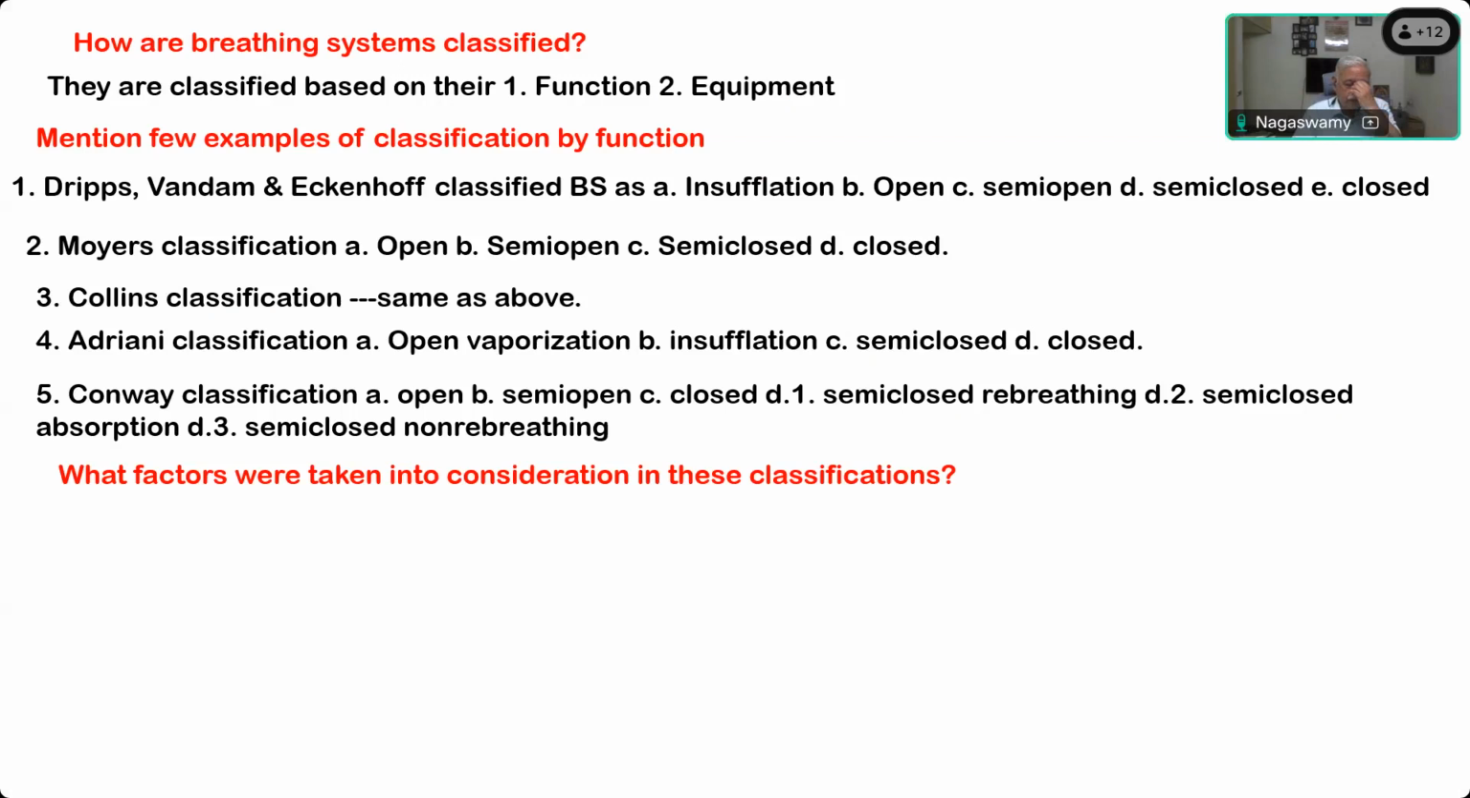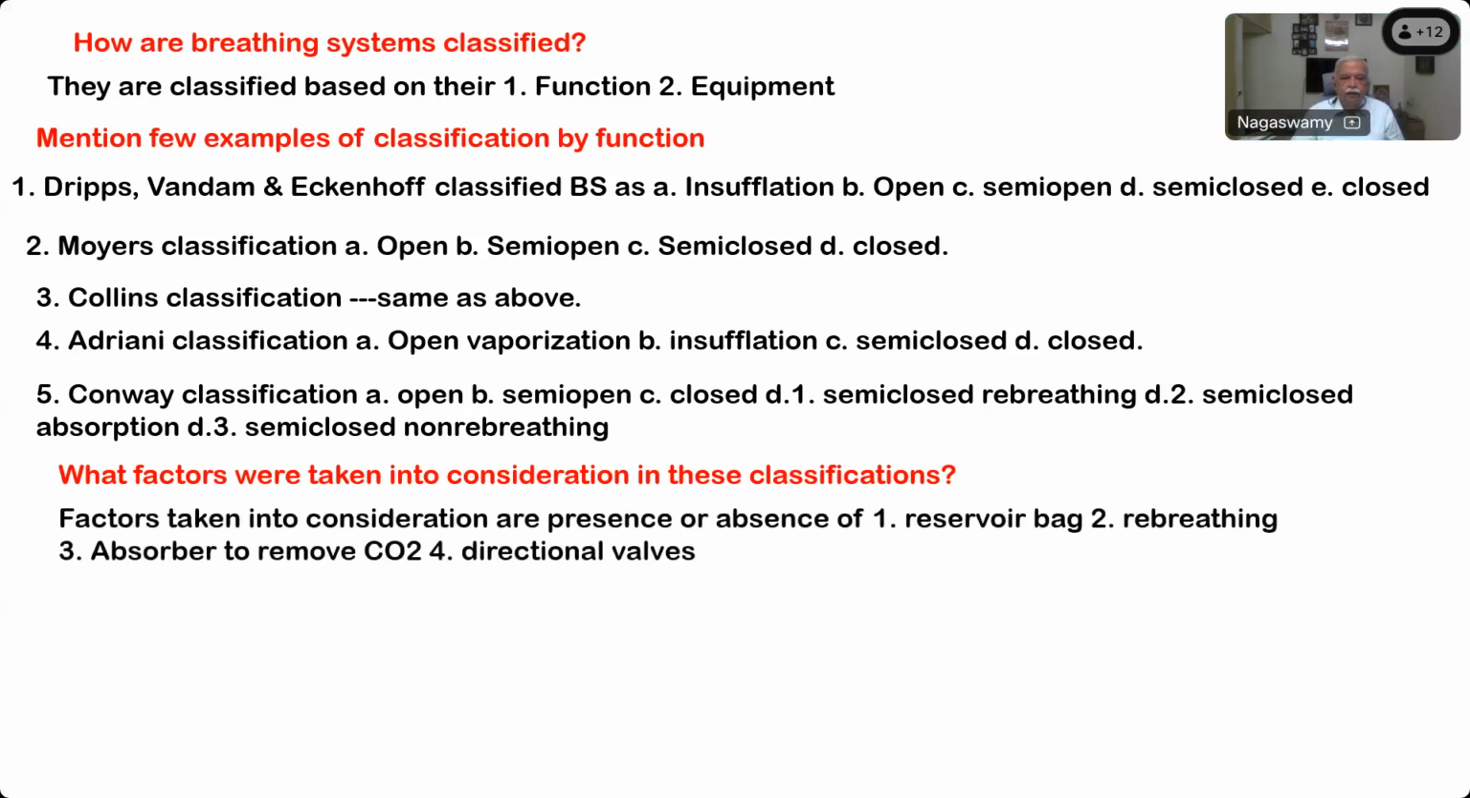In other words, if you know the rebreathing, okay. The factors taken into consideration are the presence or absence of a reservoir bag or a rebreathing of the exhaled gases, absorber to remove carbon dioxide, whether it is present or not, and direction of the valves, whether there is a unidirectional or bidirectional valve. Okay, these are the four factors which are taken into consideration for classification: reservoir bag, presence of rebreathing or absence of rebreathing, presence of CO2 absorber or absence, direction of the valves.